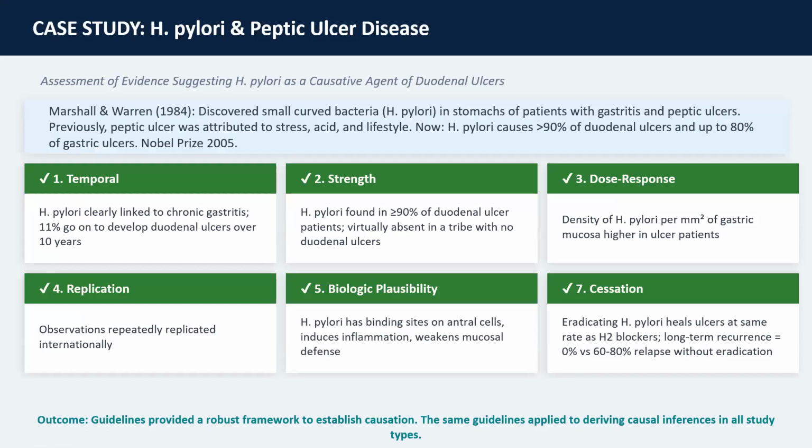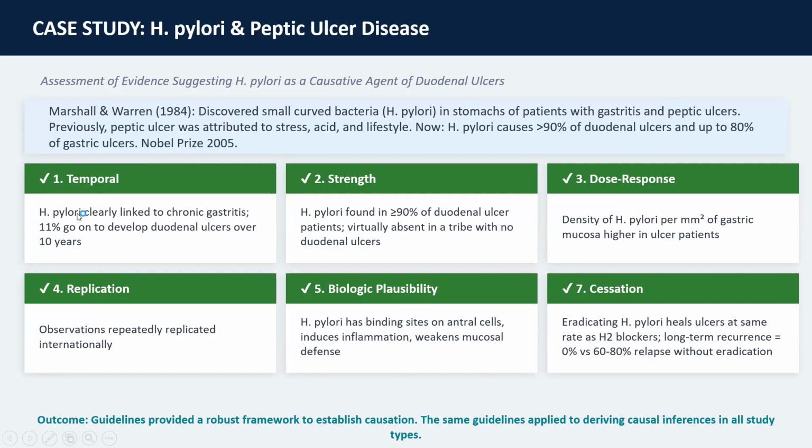This is a case study in which we assess the evidence suggesting H. pylori as a causative agent of duodenal ulcer. Marshall and Warren, in 1984, discovered small curved bacteria, H. pylori, in the stomach of patients with gastritis and peptic ulcer. Previously, peptic ulcer was attributed to stress, acid, and lifestyle. However, H. pylori causes greater than 90% of duodenal ulcers and up to 80% of gastric ulcers.